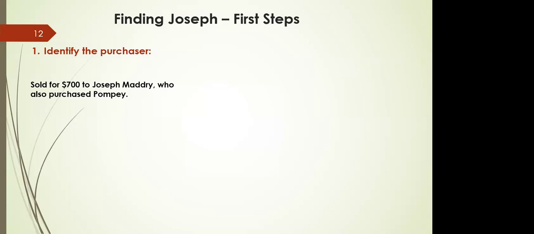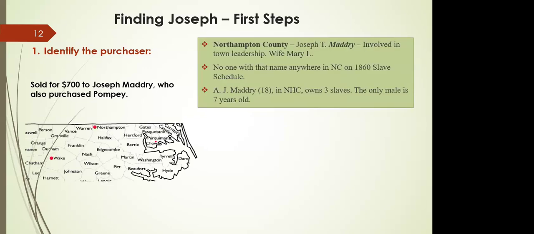And remember, I'm having to make these inferences and come to these conclusions because the age of Joseph is not given to me. So I start looking for this Joseph Maddrey, and I did find the name Joseph T. Maddrey in Northampton County, North Carolina. As I researched him, I learned that he was heavily involved in the town leadership in Northampton County and that he had a wife named Mary L. Maddrey. I was not able to come up with what the L stood for. And it's important, you're going to hear me name the wives, because that's one of the ways I'm able to distinguish between people who have the same name, is what their wife's name was.